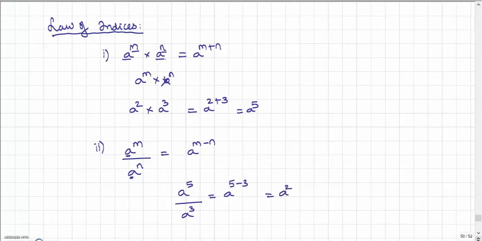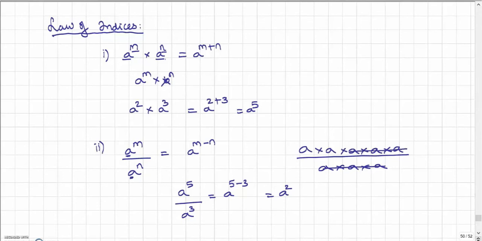But why we are doing it like this? It's simple. Just watch this. A power 5 is nothing but a into a into a into a into a, that is 5 times, divided by a cube, a into a into a. So you cancel the common and what you are left with is a square. That's what you have derived here. The same thing can be applied over here also.